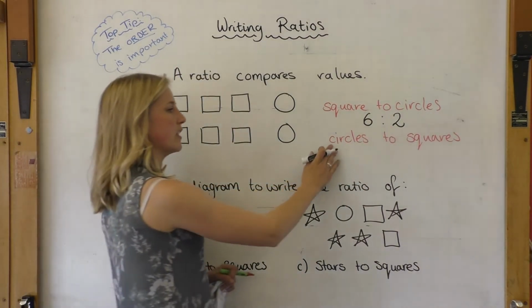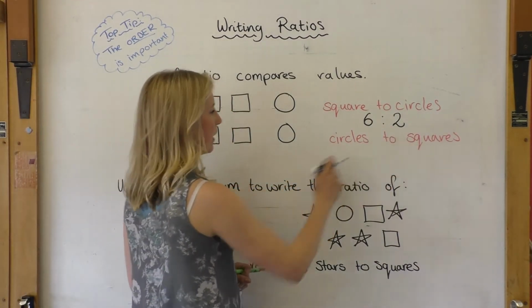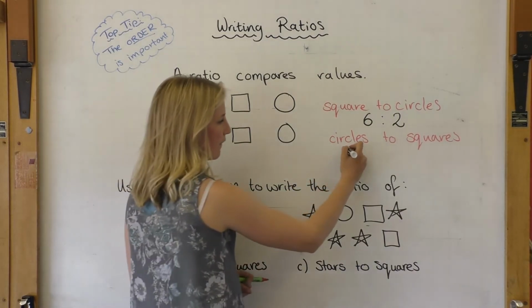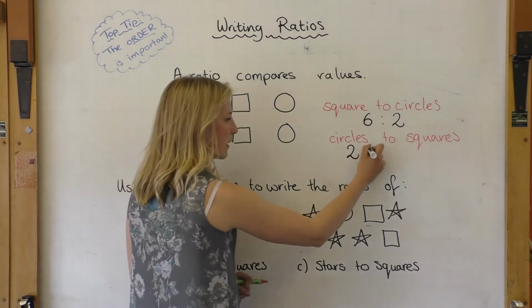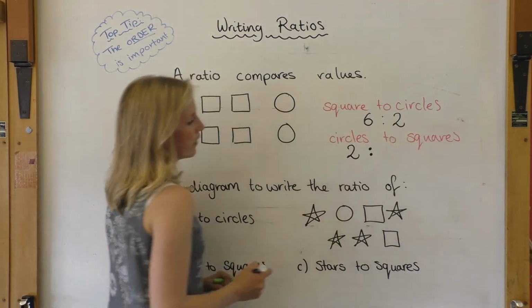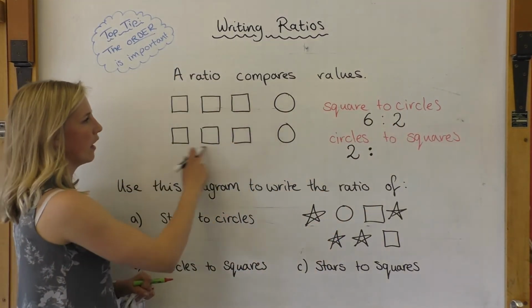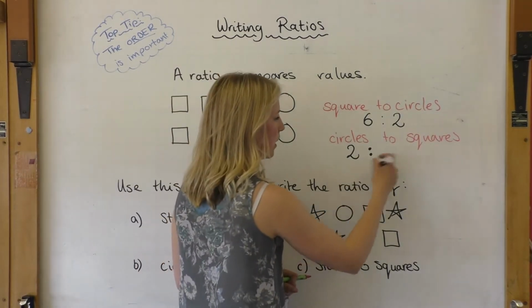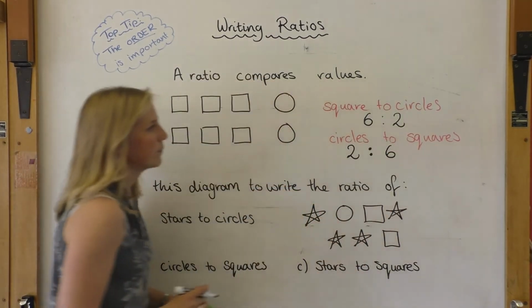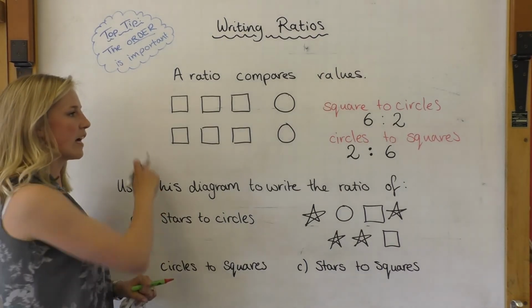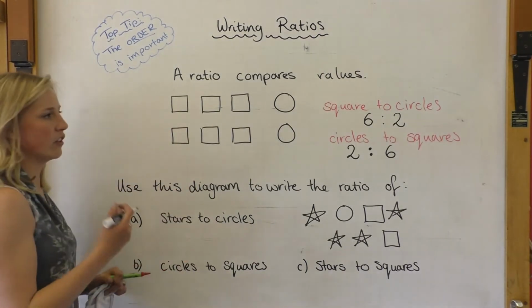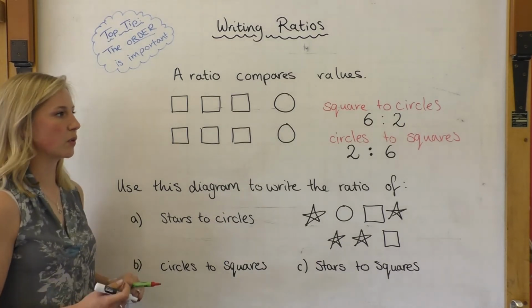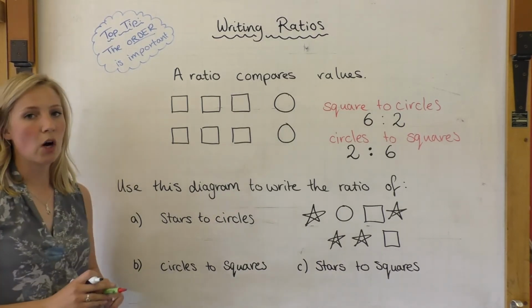This time, however, it says the ratio is circles to squares. Well, I know I already have 2 circles in my diagram, and I need to use my colon sign to signify the 2, and then I have squares, so it's 2 to 6. So, for my diagram here, I have 2 different ways to write my ratio, either squares to circles or circles to squares. And that brings us to our top tip.